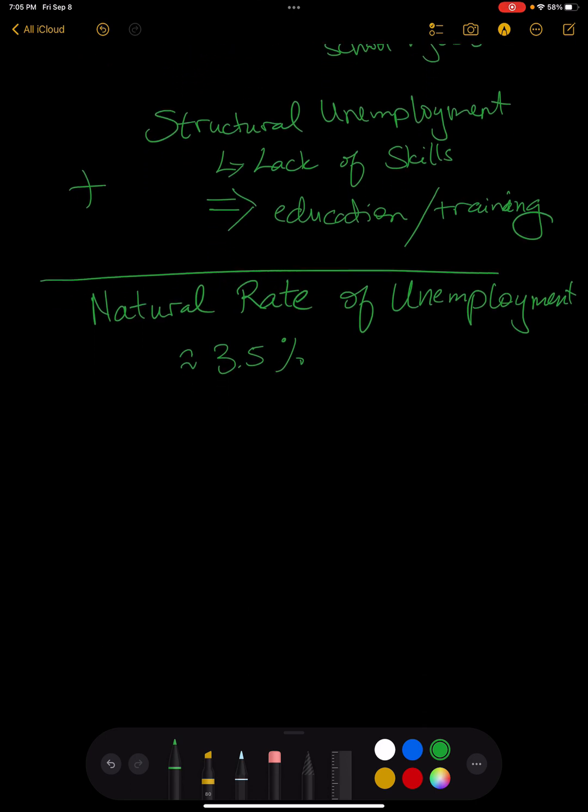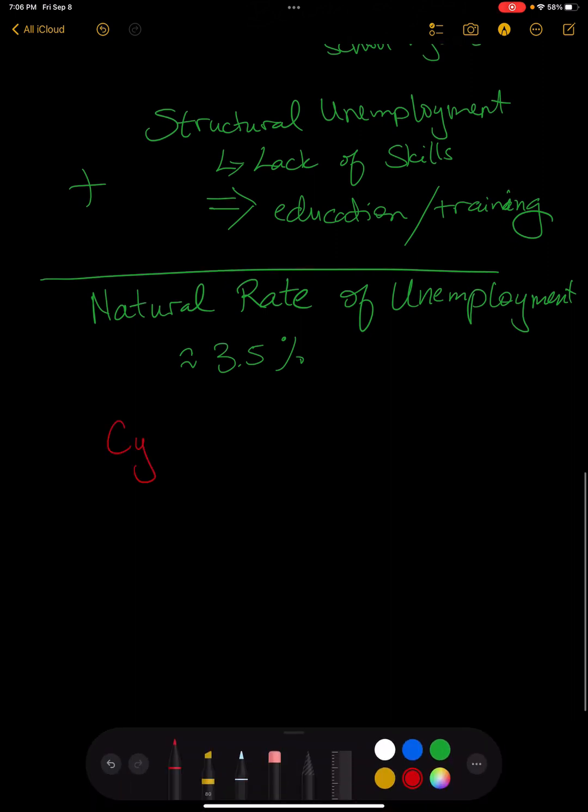The last type of unemployment, and I guess there's technically a couple more, like seasonal unemployment, but we're not going to focus on that. I don't think it's that big of a deal. The last one that we are going to talk about that is the biggest deal is cyclical unemployment. I hope I spelled that right.